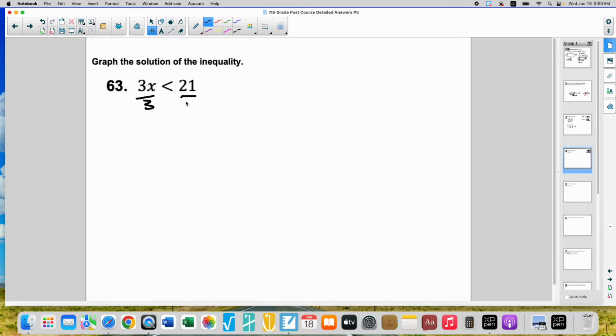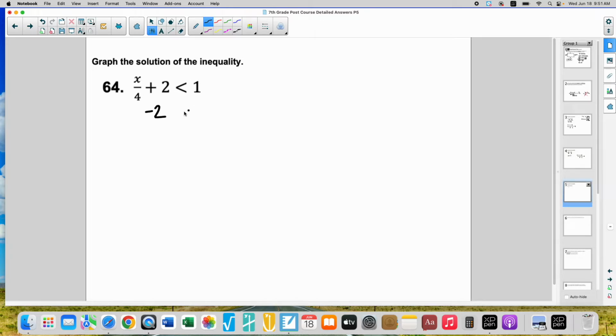We'll divide by 3. X is less than 7, graphing it. 0, 7, open circle. My solutions are less than 7. So it looks like that.